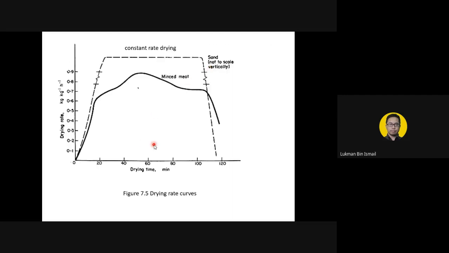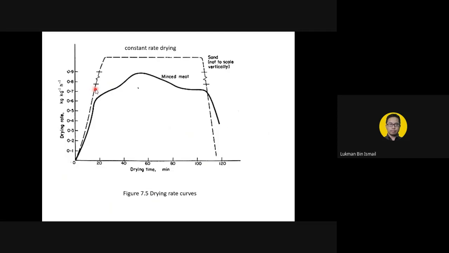This is the typical diagram for drying rate curves. Some of you have done experiments for your final year project on drying kinetics. Drying kinetics means what is happening over time. You have drying time here in minutes, 20, 40, 60, 80, 100, 120 minutes, and you have the drying rate, in kilogram of water per kilogram of food per time unit, which is per hour.